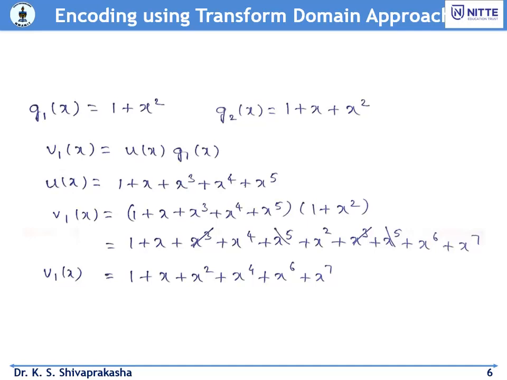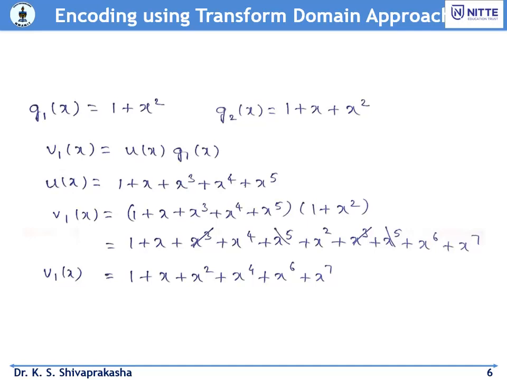v1 of x is u of x into g1 of x. Multiply both polynomials. It is binary. Therefore, x cube and x cube gets cancelled. x to the power 5 and x to the power 5 gets cancelled. So we will get v1 of x as 1 plus x square plus x to the power 4 plus x to the power 6 plus x to the power 7.